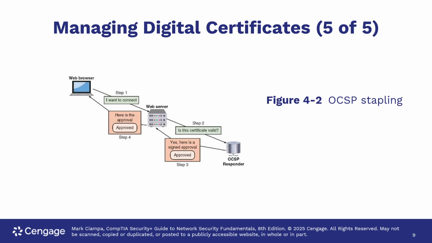So here's an example of OCSP stapling. Your web browser, step 1, I want to connect. The web server sends information, is that certificate valid? It checks with the OCSP responder. Yes, there's a signed approval. Send it back to the web server. Here's the approval, approved. And usually then it allows the transaction to proceed.